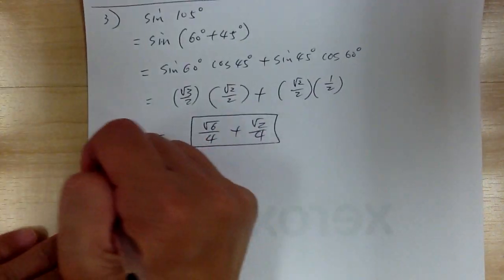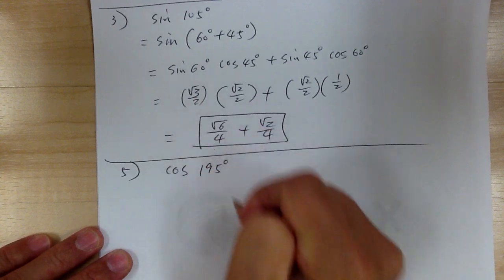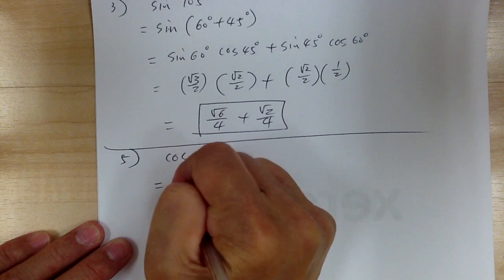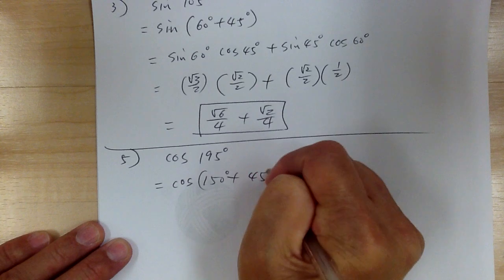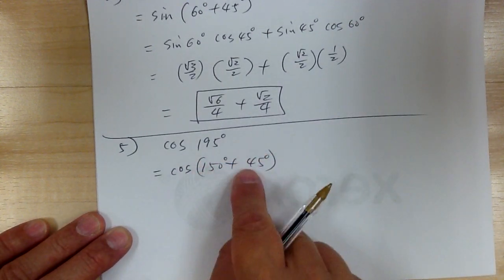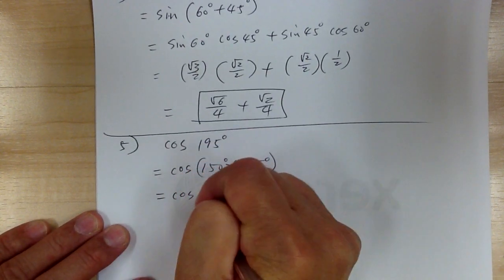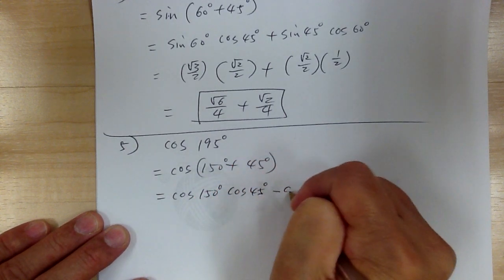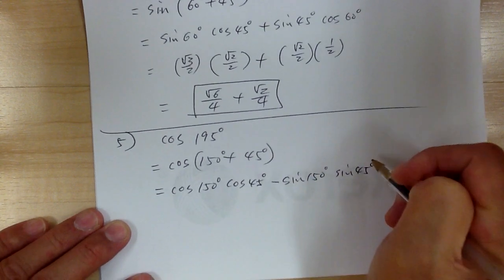Okay, let's go to number 5. You have cosine of 195 degrees. So you can break this down into two angles. So this is equal to cosine of 150 plus 45 degrees. So again, you want to get all special angles. Then after that, you're going to expand. So you're going to get cosine of 150, cosine of 45, minus sine of 150, sine of 45.